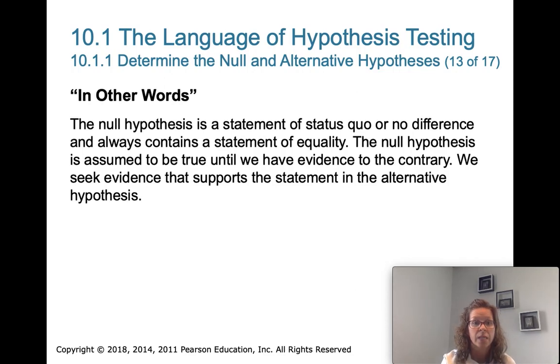So, in other words, a null hypothesis is a statement of status quo or no difference and always contains a statement of equality. The null hypothesis is assumed to be true until we have enough evidence to the contrary. We seek evidence that supports the statement in the alternative hypothesis. So we always believe our null hypothesis is true until we have gathered enough information to change our minds.